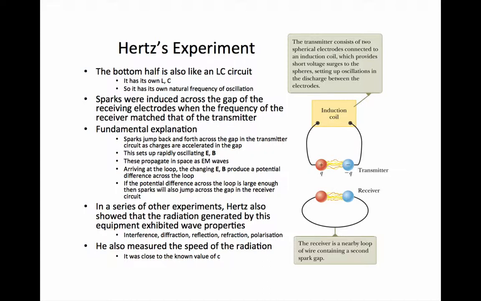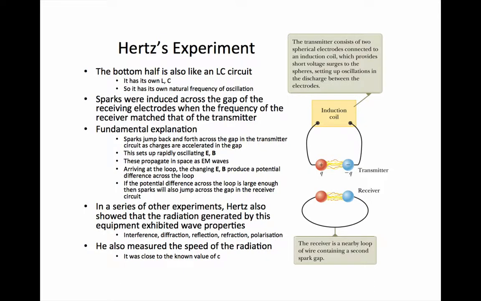The next step in the experiment is to detect the electromagnetic waves. You'll notice that at the bottom of the diagram there is another spark gap called the receiver. The electrodes of the receiver spark gap are simply connected by a loop of wire, which completes the circuit. There's no power supply in the receiver circuit.